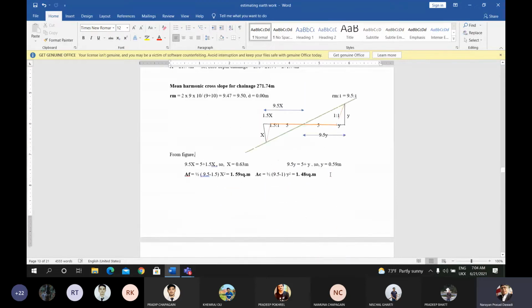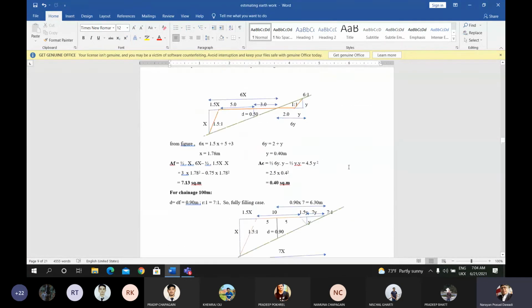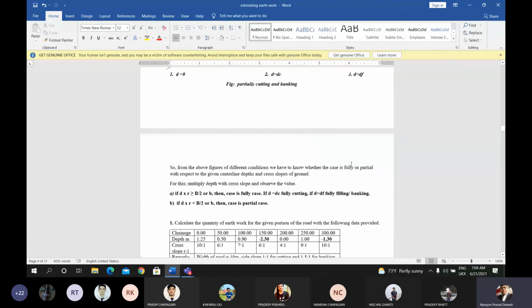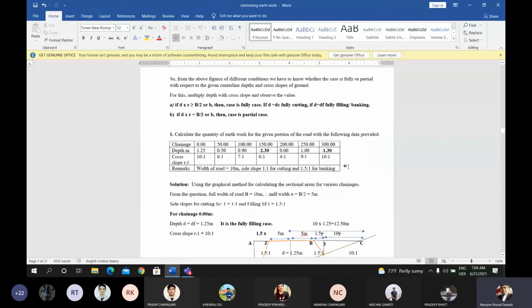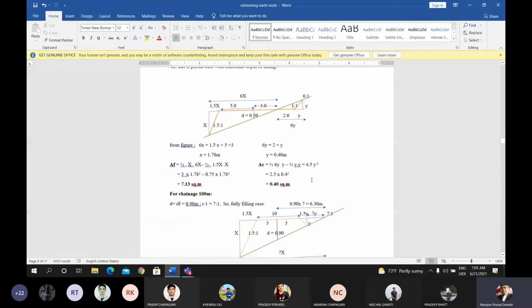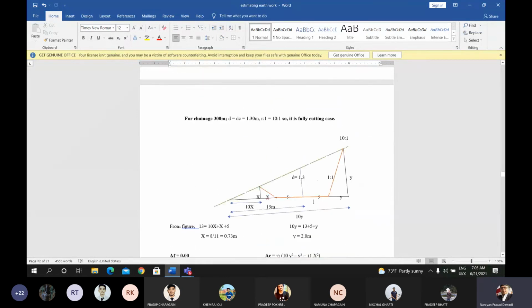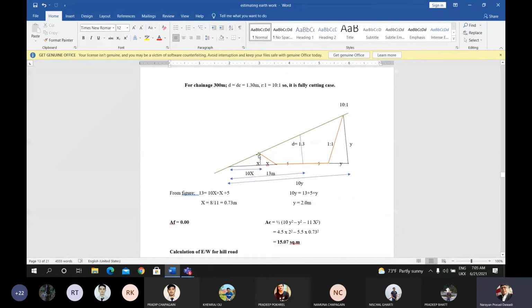Okay, now for the last chainage, the 300 meter chainage. The cutting depth is provided here, 1.3 into 10, that is 13 meter, which is greater than the 5 meter half width of the road. So this is fully cutting, because depth is given as cutting depth. It is the fully cutting case. Draw the fully cutting case figure for the chainage 300 meter.